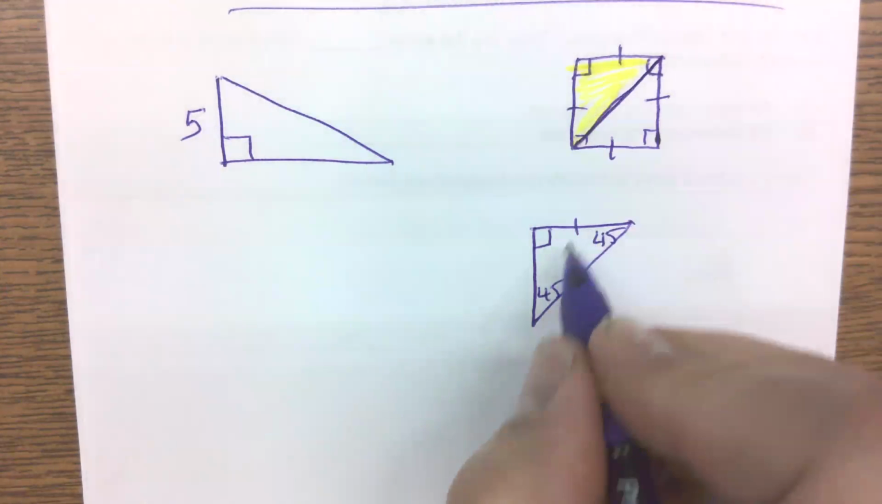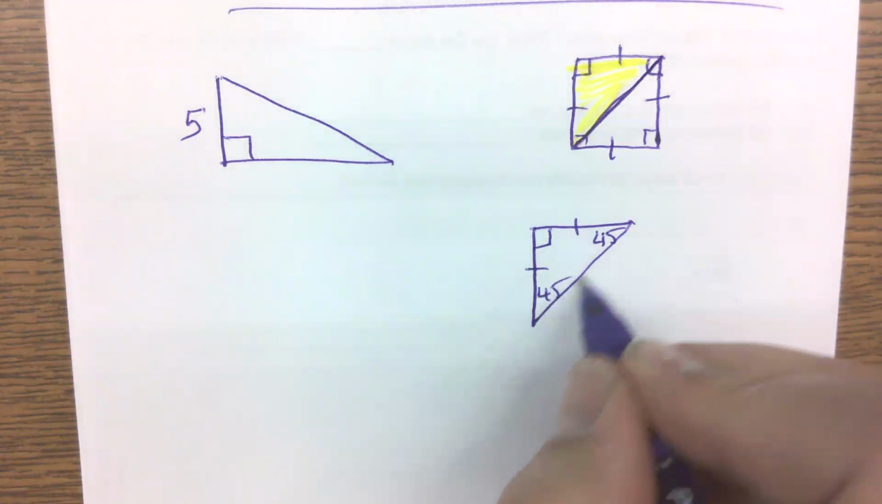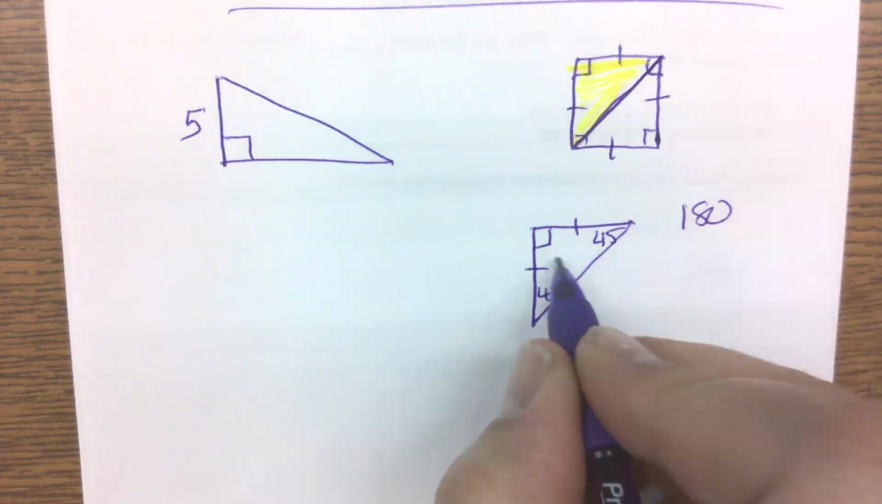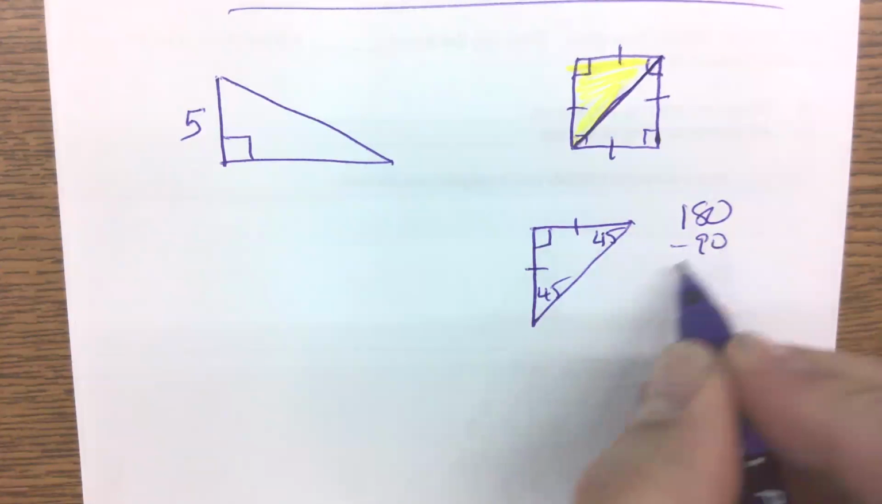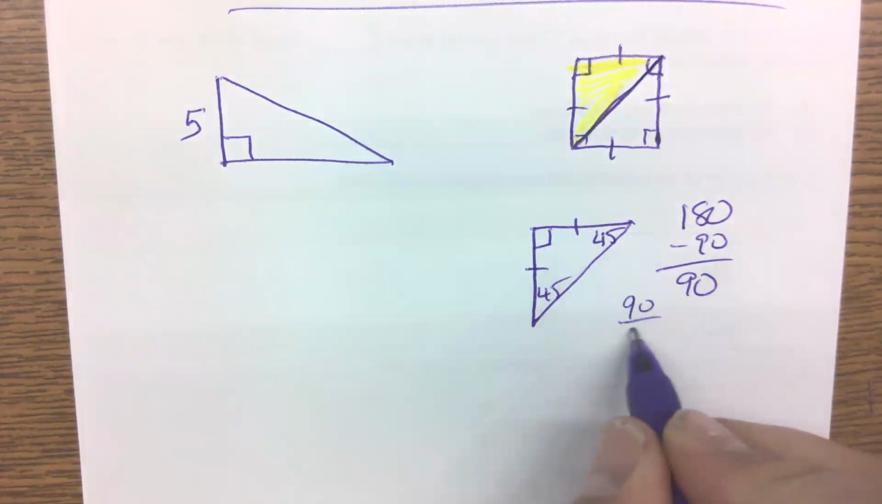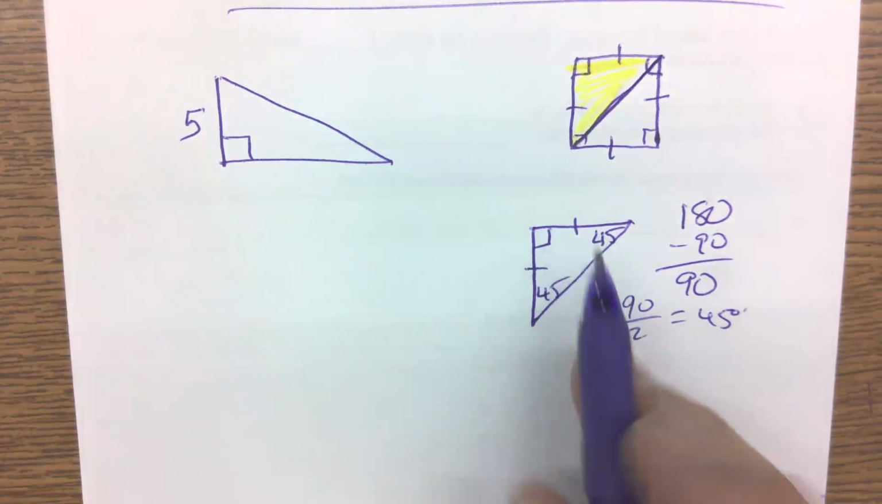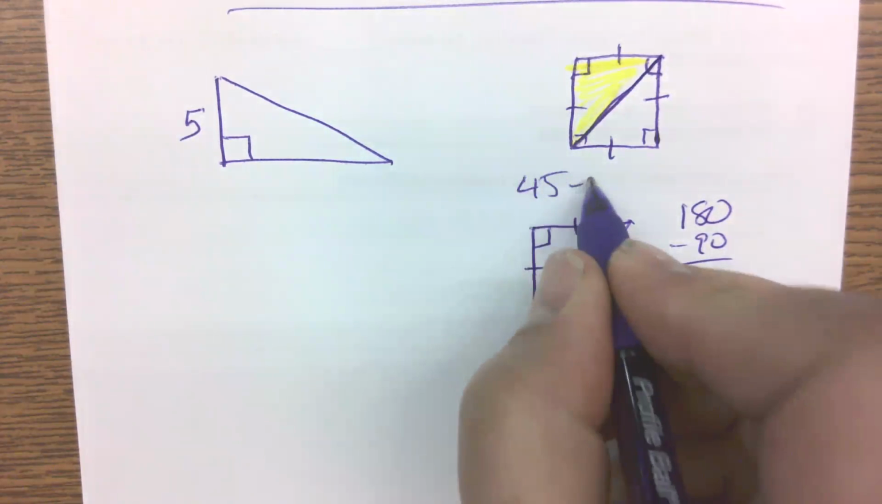Because if it's isosceles, which it is, then these base angles are the same. All the angles in a triangle add up to 180. We know there's a right angle, so we can subtract that. There's 90 degrees left to be evenly split. 90 divided by 2 is 45 degrees. So this is a 45, 45, 90 triangle. That's what we call it.